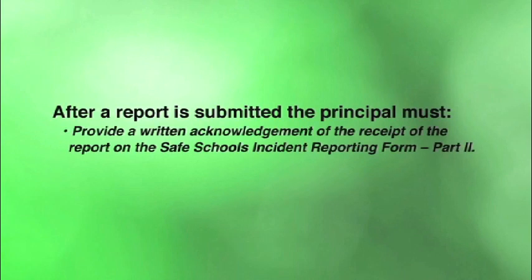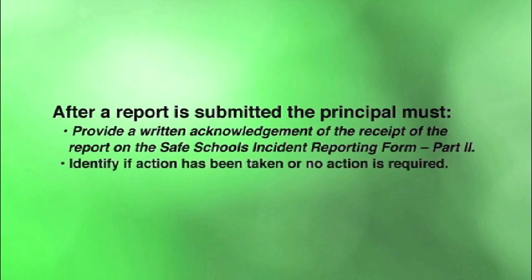Now, we'll turn to requirements for principals once a staff member reports. After a report is submitted, the principal must provide a written acknowledgement of the receipt of the report on the Safe Schools Incident Reporting Form Part 2 to the employee who reported. Information that could identify the student or students involved must not be part of the acknowledgement.